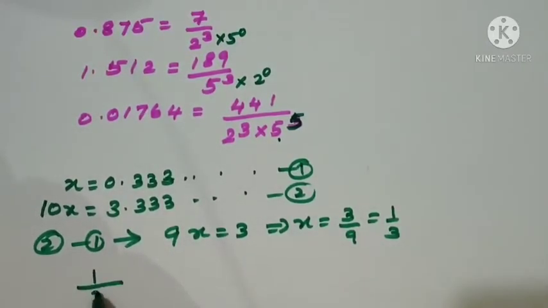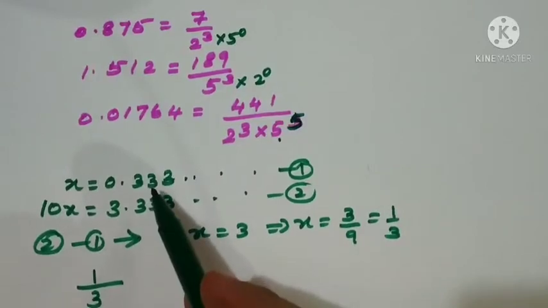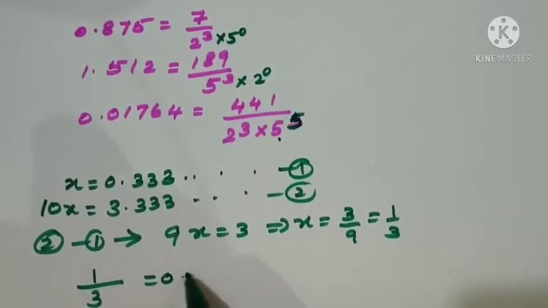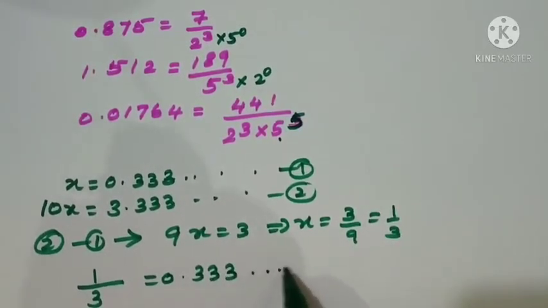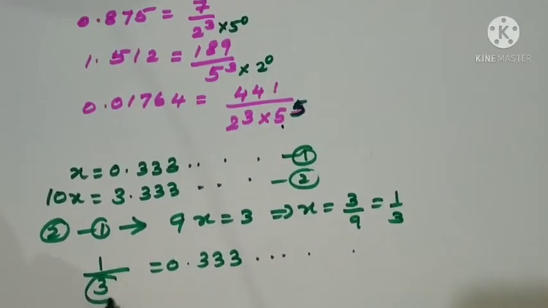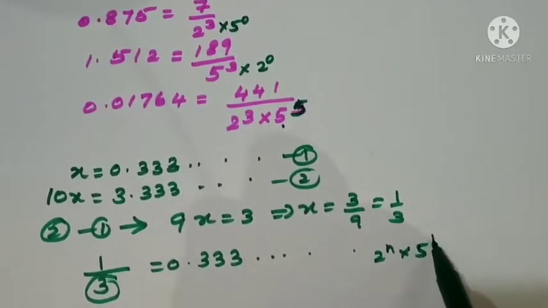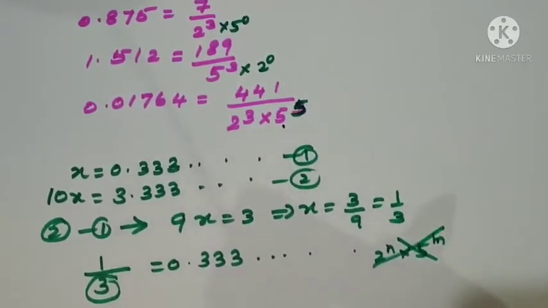When we take 1 by 3, we already know that its decimal expansion is 0.3333, which is a non-terminating one. So what numbers do we have in the denominator? It is not in the form 2 raised to n into 5 raised to m, right?